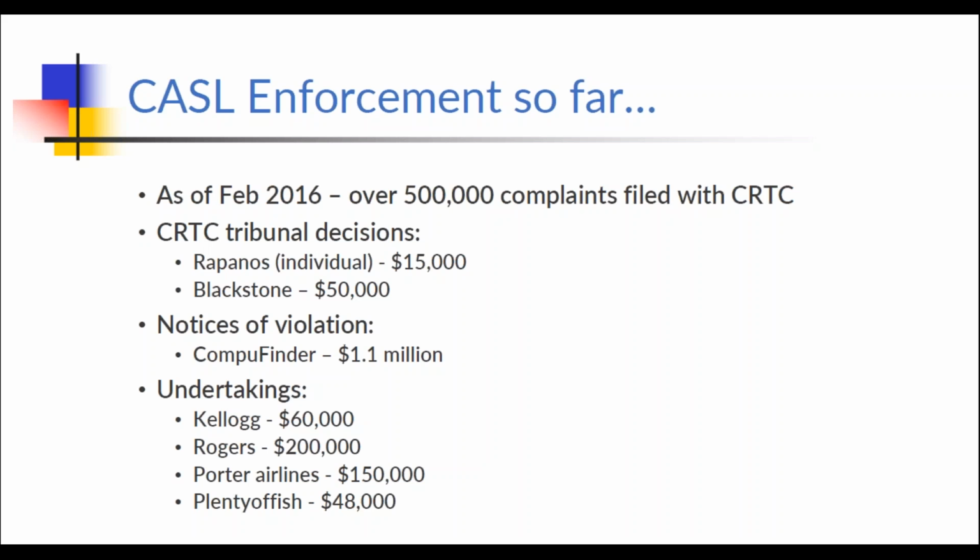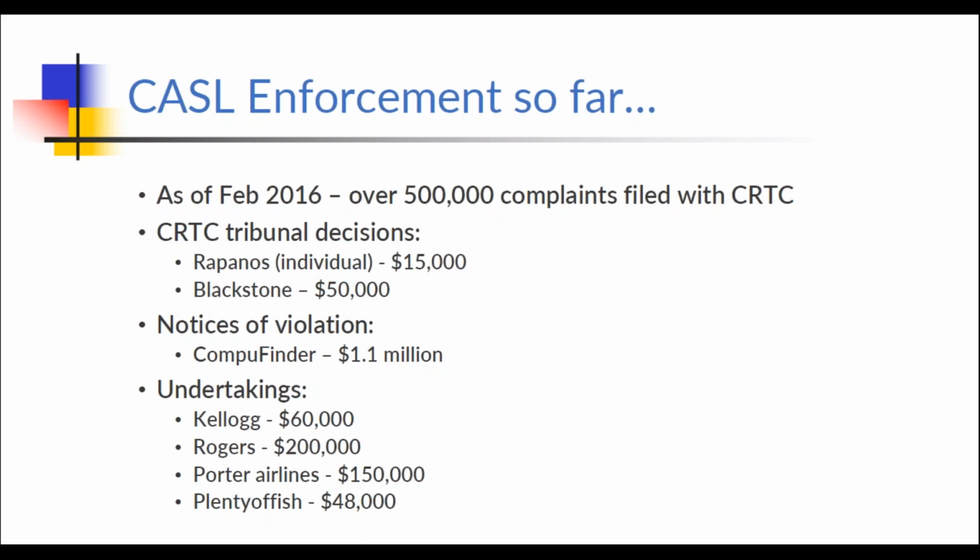In addition to that, we know that there is a company in Quebec called CompuFinder that is currently facing a notice of violation of $1.1 million. That means the CRTC is looking to impose that fine, and they are in the process of fighting it. I don't know where it's gone, but it's somewhere at the litigation level.